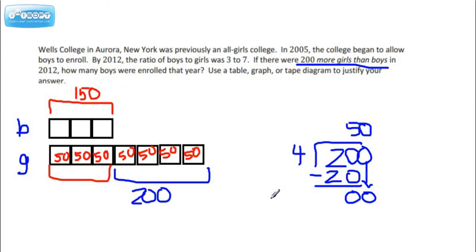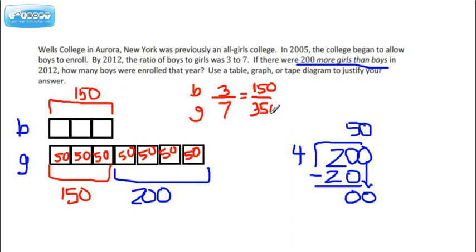Alright, let's make sure everything makes sense. The ratio of boys to girls was 3 to 7. Now remember, cross products, if we're going to use a proportion to check our work, have to be equal. This number represents boys, this number represents girls. And we're saying that there are 150 boys, and let's take a look at how many girls we must have. If we add the 200 and the 150, that's going to give us 350 girls.